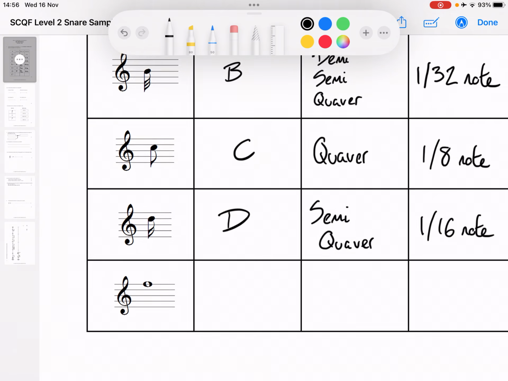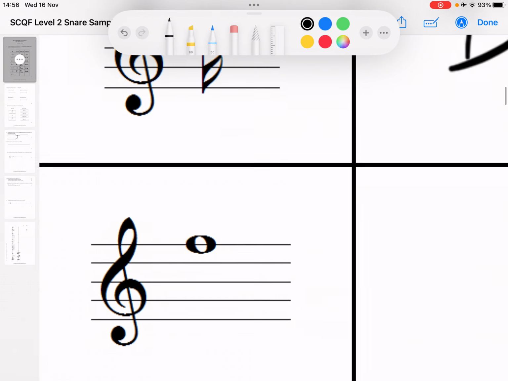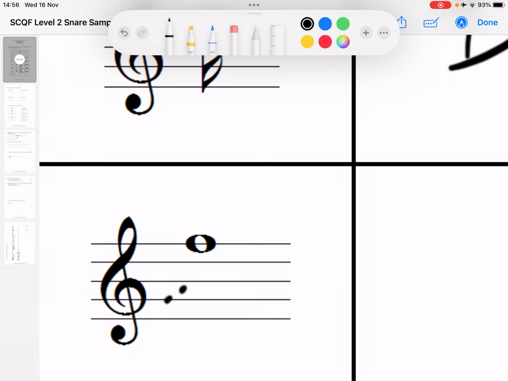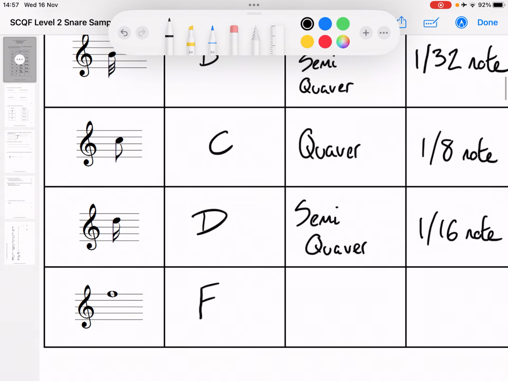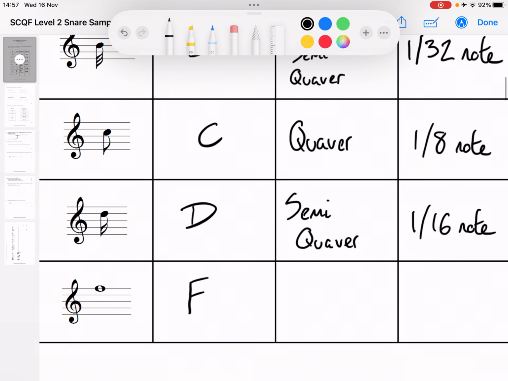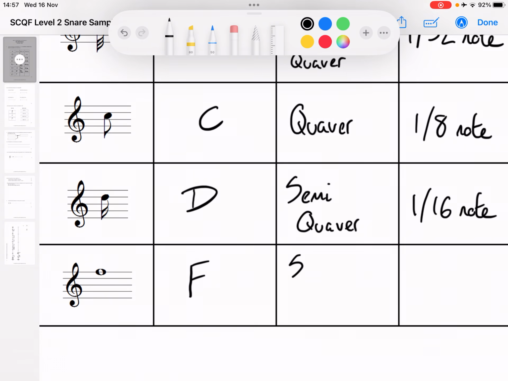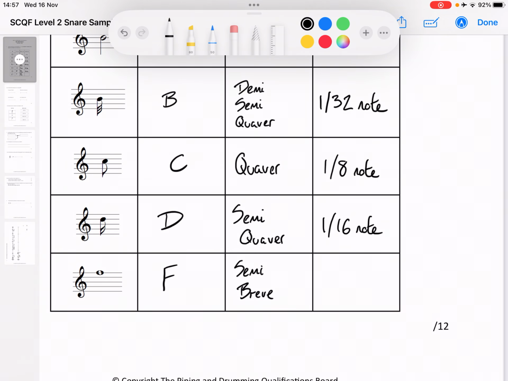And then the last one, let's zoom into it again. G, A, B, C, D, E, F. So that's an F. That's right. F. And then we'll rub that out. And that is, oh, geez. Went a bit madder. Semi-breve is the name of that note. And the fractional value of the semi-breve is a whole note. Okay, so make sure you write that.